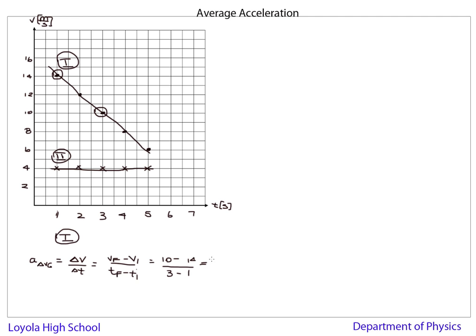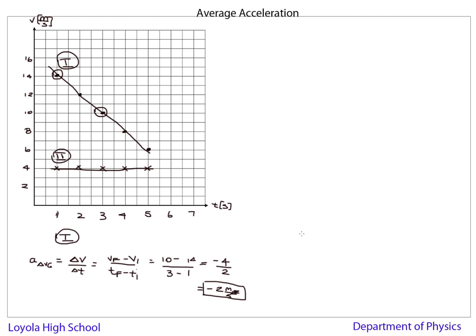So this is going to be negative 4 over 2, which is negative 2 meters per second squared, which is consistent with the fact that it's slowing down. It's decelerating. So this is a negative quantity. So that's what the negative stands for. The square should be a little bit lower down here. So hence the negative sign for a decelerating object.